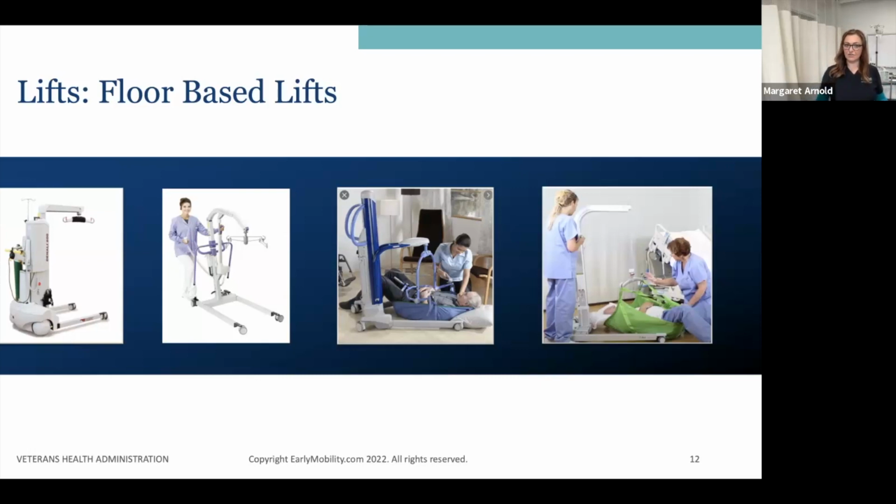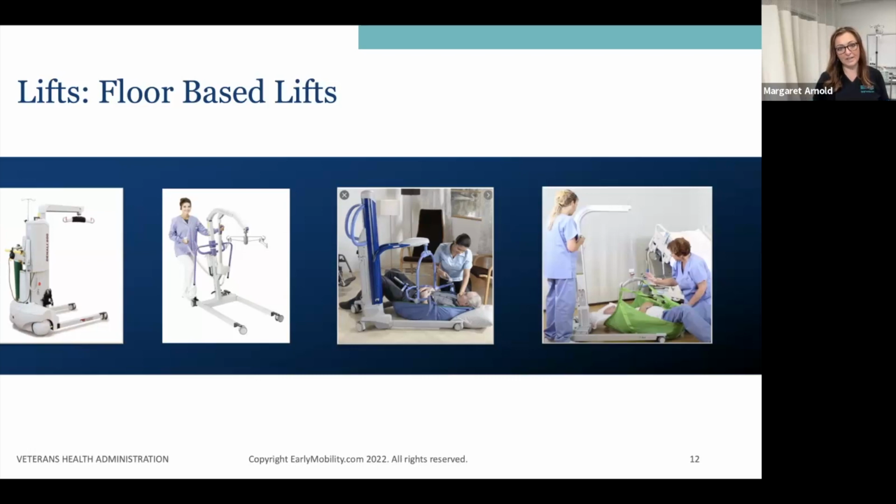The other considerations for floor-based lifts are whether the lift itself has power to move it or whether you have to push and pull the lift to move it with the patient in the sling. Depending on how far you need to move a patient, that will determine whether you need power or whether you can have a manual push-pull.